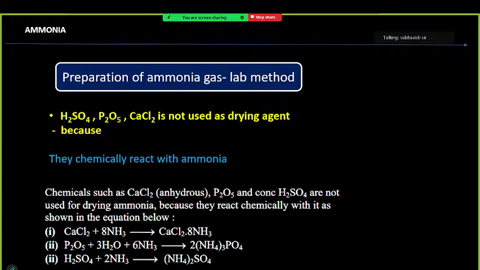We have to remember all the balanced equations written over here. Why is P2O5 not used? Why is H2SO4 not used? Why is calcium chloride not used? In that case, you have to write those reactions with balanced equations.